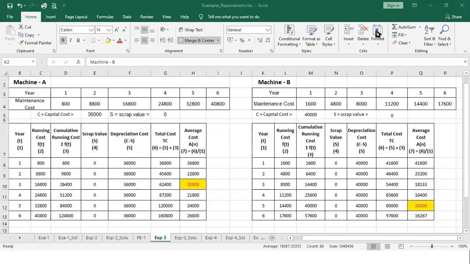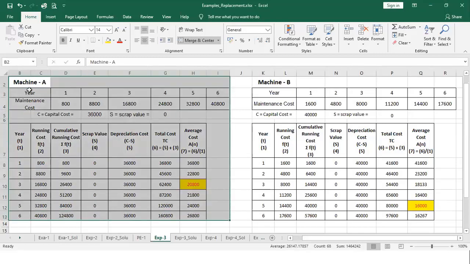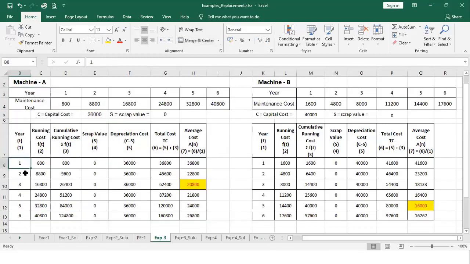Okay, now let me clarify. We have calculated machine A data, not comparing to any other machines, but we have calculated this entire data of machine A comparing to years. At the third year, the average cost is 20,800 rupees, and for the next year it keeps on increasing. So it is advisable to change machine A with machine A itself. So that is 20,800, and the third year amount is for machine A itself only.